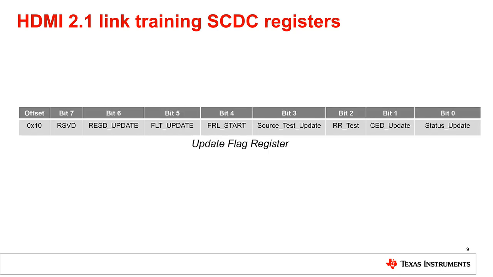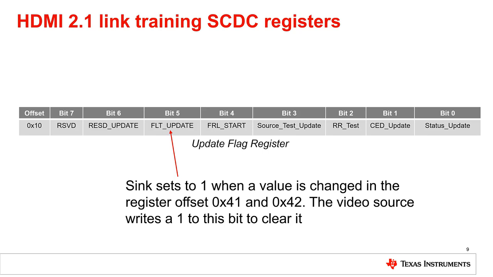The next SCDC register for link training is the update flag register. The video sync sets the FLT update bit to a 1 when a value is changed in the register offset 41 and 42. The video source will continuously poll this register to look for a 1 from the sync. When the source reads a value of 1, it will read SCDC registers 41 and 42 for the new value and write a 1 to clear the bit.